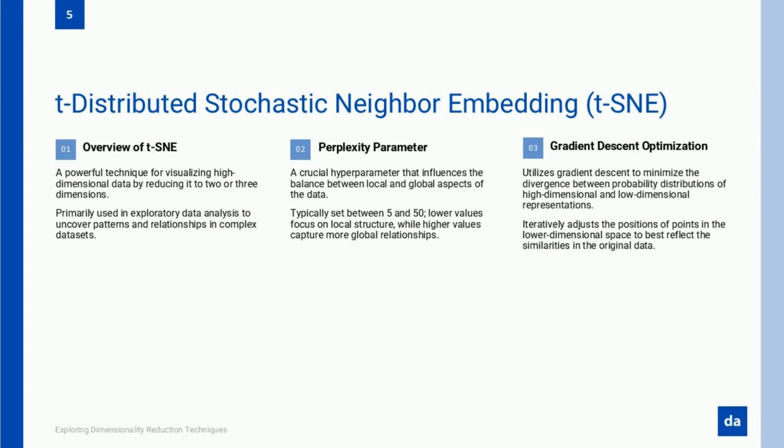But here's the thing. T-SNE isn't perfect. It's computationally intensive, so it might not scale well to extremely large datasets. And because it focuses on preserving local structure, it might not always capture the global relationships in your data. That's why it's often used alongside other dimensionality reduction techniques like PCA.